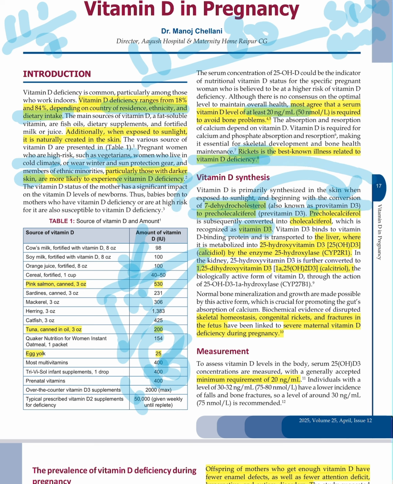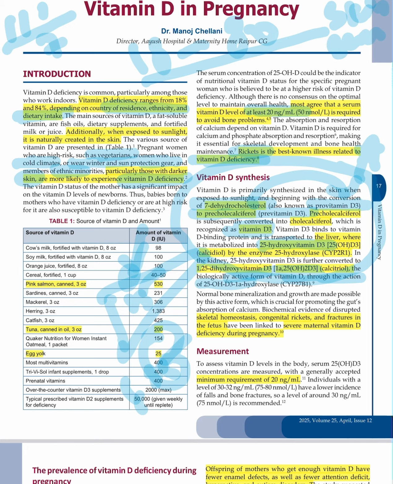So I'm expecting this synthesis mechanism as a question. This is very important. Remember: in skin, you have 7-dehydrocholesterol, which becomes precholecalciferol. This precholecalciferol becomes cholecalciferol, that is vitamin D3. Vitamin D3 is transported to D-binding proteins in the liver, where it is converted to 25-hydroxy vitamin D3. This goes into the kidney and becomes 1,25-dihydroxy vitamin D3, the active form of vitamin D.